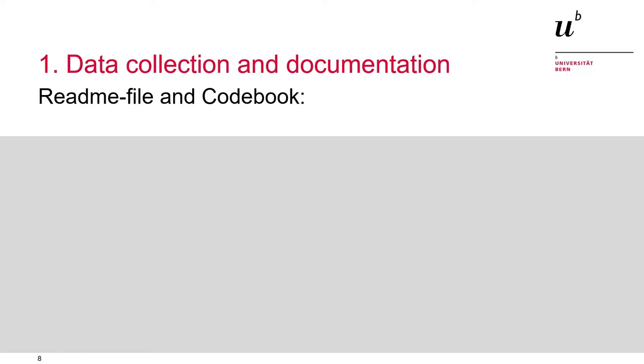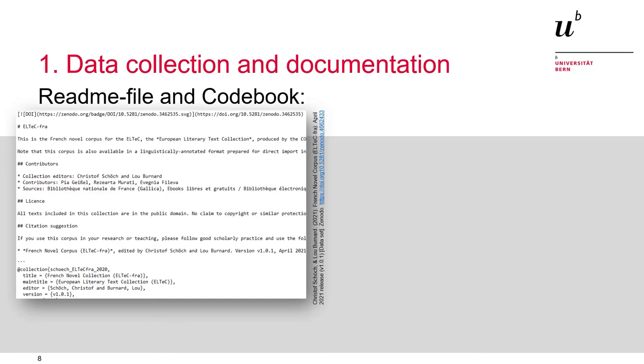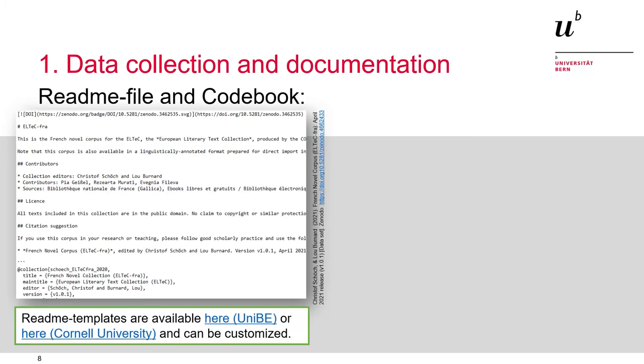README files and codebooks are additional files to your datasets. A README file informs about what the dataset contains, how the data was collected, what files the dataset and documentation contains, who contributed to the dataset, details about license information and citation suggestions. Templates to adapt on your specific data can be accessed via these two links.